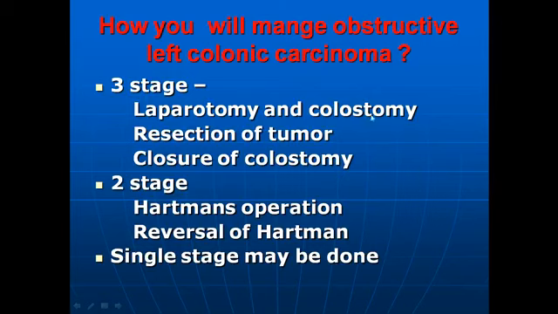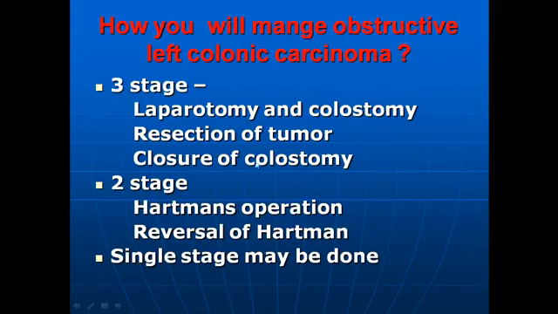So this is the standard procedure. If a patient with colonic carcinoma presented to you with intestinal obstruction, what are the possibilities? If you go for 3 stage planning, first of all, you do a laparotomy and a colostomy. In the second stage, you do the resection of the tumor. And in the third stage, you do the closure of the colostomy.